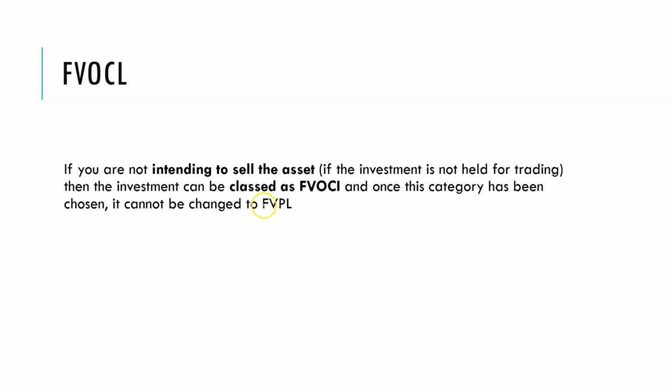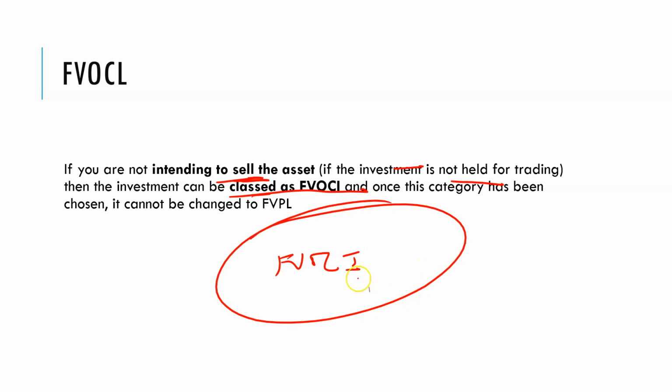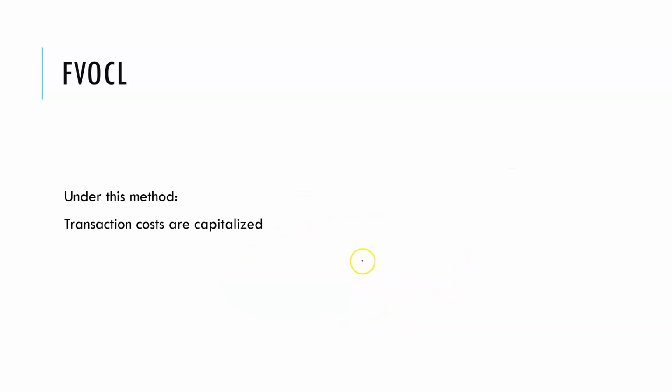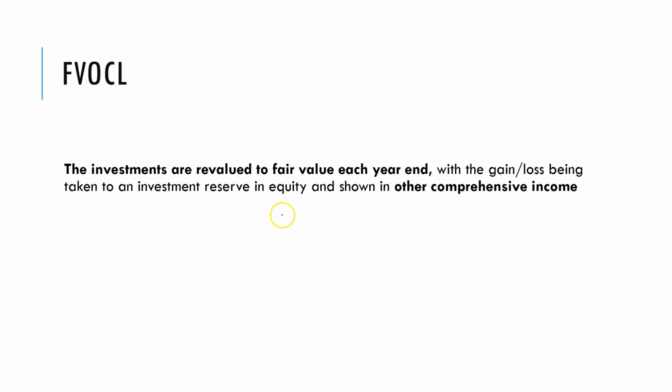Now, like I said, if you're not intending to sell the asset, and if the investment is not held for trading, then the investment can be classified as fair value through other comprehensive income. And typically the principle is that once you have chosen to do this, you cannot change it to fair value through profit or loss. Now, what does this mean? This really means that under this method, you're assuming that you're going to hold this for the long term, almost like an amortized sort of ground. You intend to hold these shares for the long term. You have no intention of selling them.